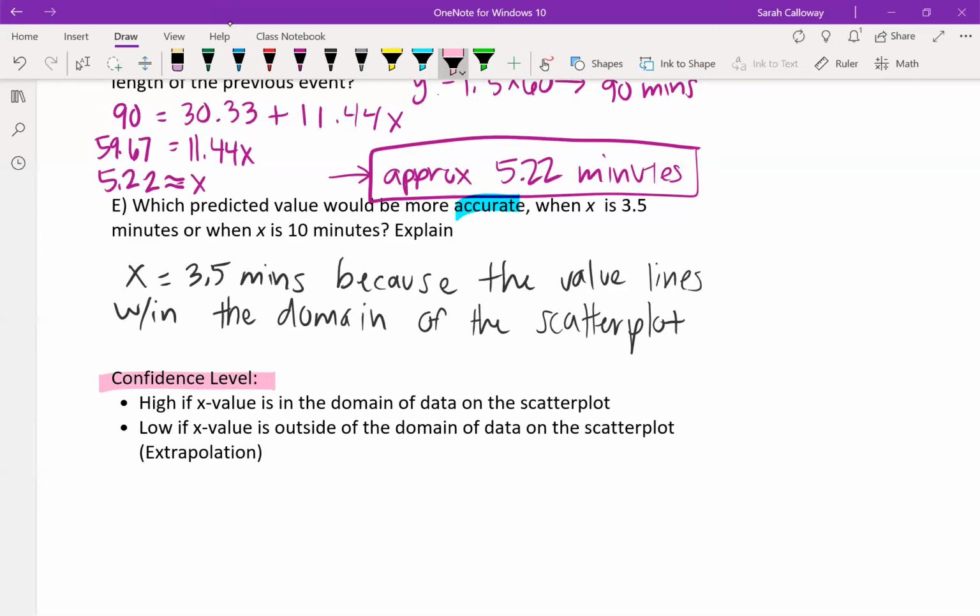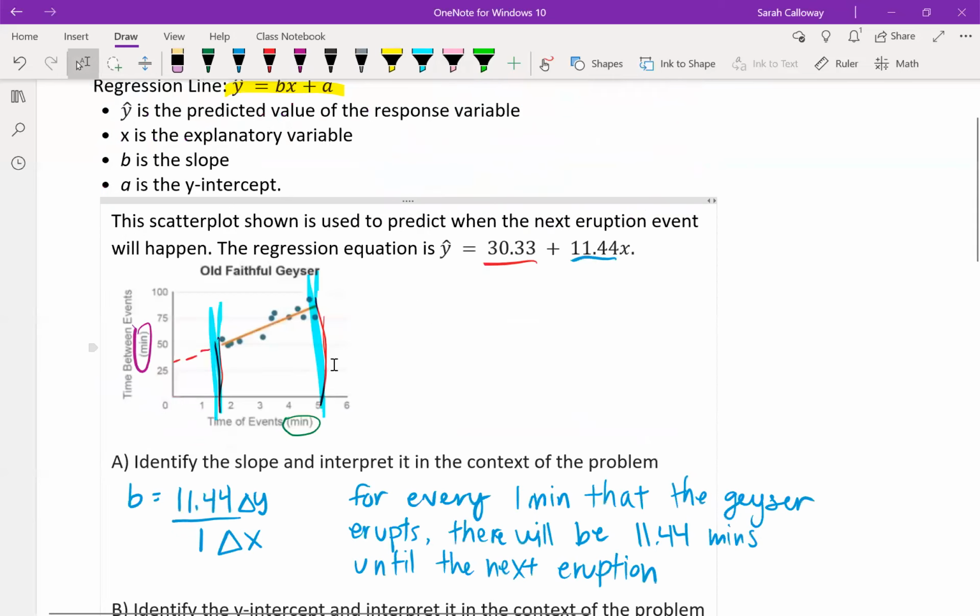If my x value is 10, it's outside that domain. So I have a low confidence in the answer. I can find the answer because I can plug 10 into my equation, but I have a low level of confidence in that value for 10. That's because of extrapolation. Because it's outside of that domain, I'm extrapolating. I don't have data to support that it happens past that number of minutes, past 5 minutes.